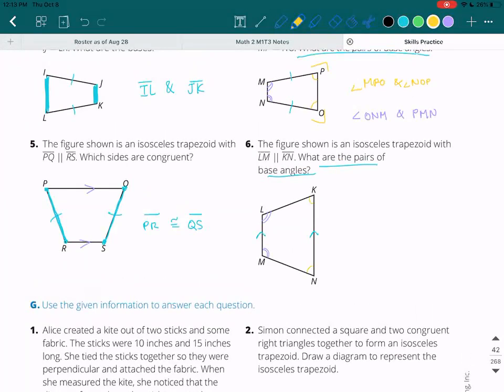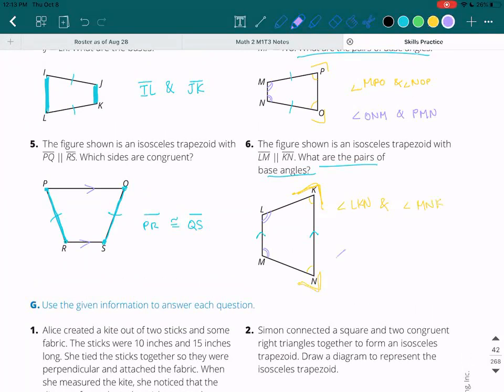So let's start with naming the yellow ones. Can you guys name the yellow ones? So remember, 3 letters. LKN. L, K, N, good. That's this one. So starting at L, going to K, going to N. And then MNK. M, N, K, good.